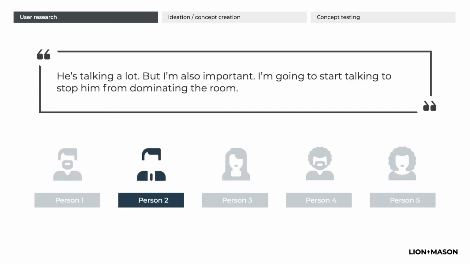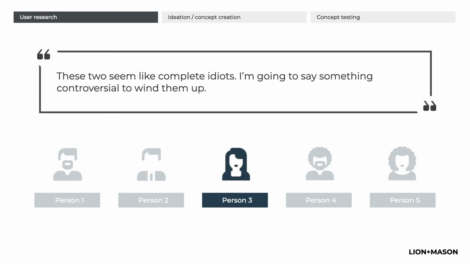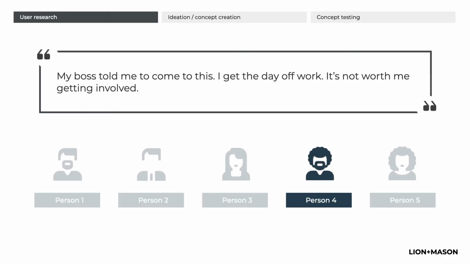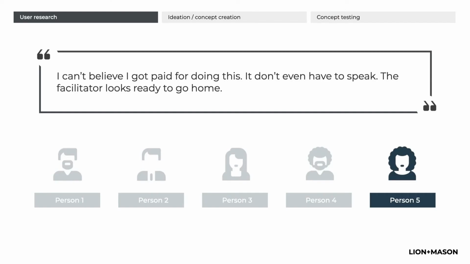Things can get quite funny if you've got someone else like that in the group. He's talking a lot, I'm also important, I'm going to start talking to stop him from dominating the room. So those two are going at it. Already you're kind of drifting off topic. Person 3: these two seem like complete idiots, I'm going to say something controversial to wind them up. Already the group's drifting away. Person 4: my boss told me to come to this, I get the day off work, it's not worth me getting involved. He's disengaged. Person 5: I can't believe I get paid for doing this, I don't have to speak. The facilitator's ready to go home.